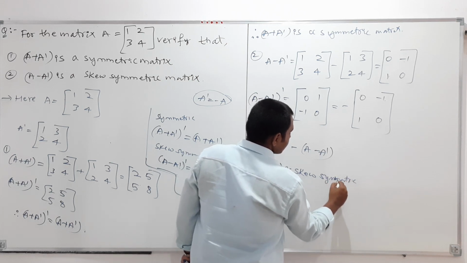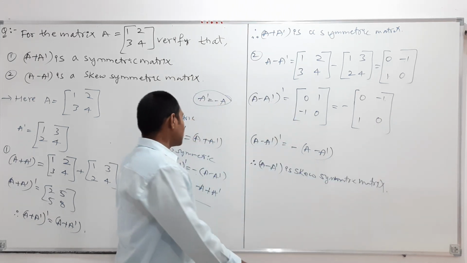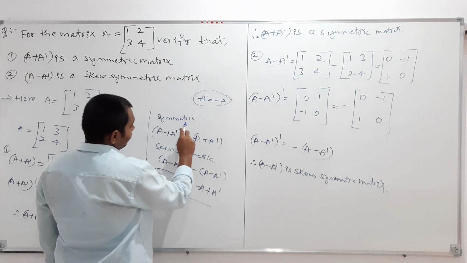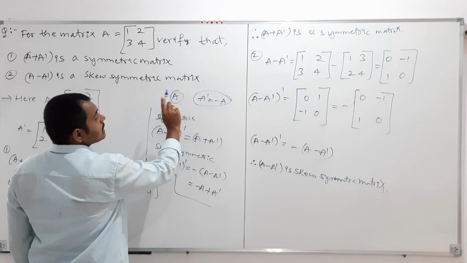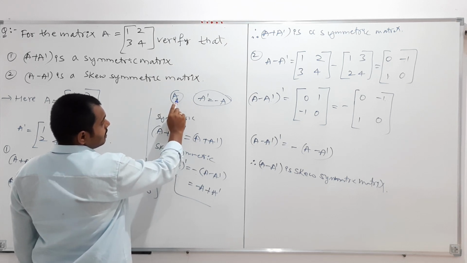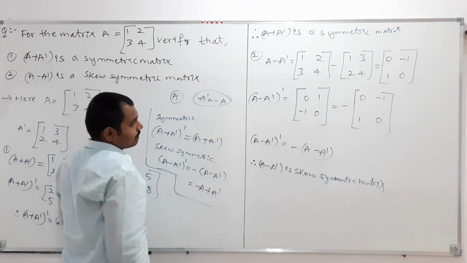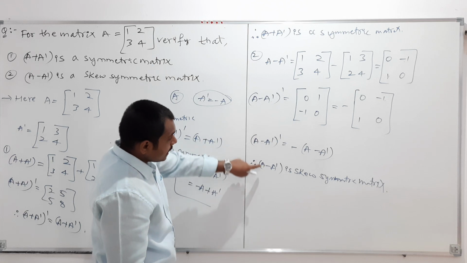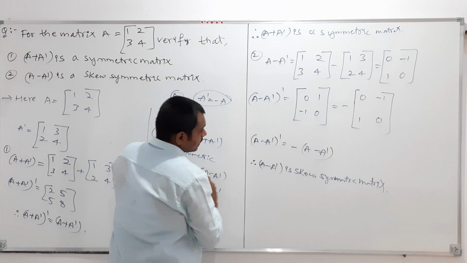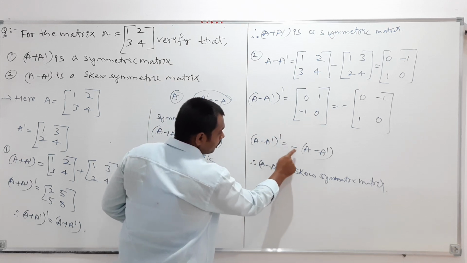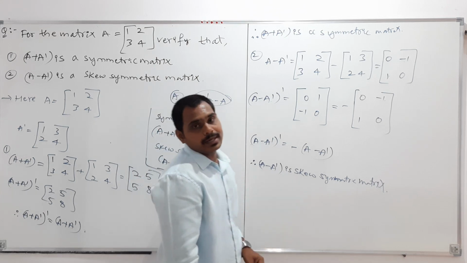Skew symmetric matrix. Clear? Because already we know, for any matrix A, if I want to show that this matrix is skew symmetric, I say the matrix A is skew symmetric if A transpose is equal to minus A. Like that, I showed that A minus A transpose is skew symmetric, because (A minus A transpose) whole transpose is equal to negative of A minus A dash. Therefore, A minus A transpose is a skew symmetric matrix.